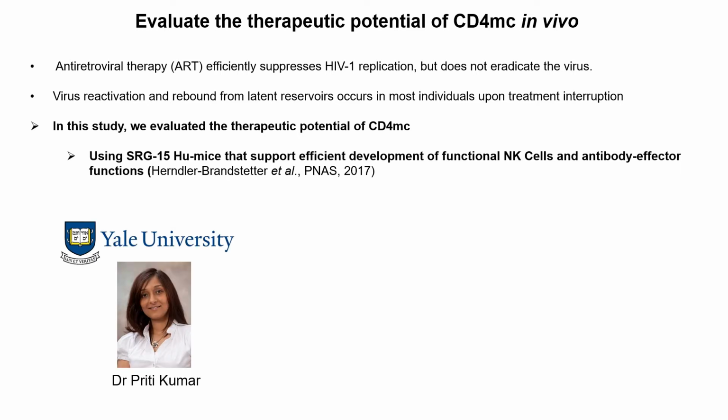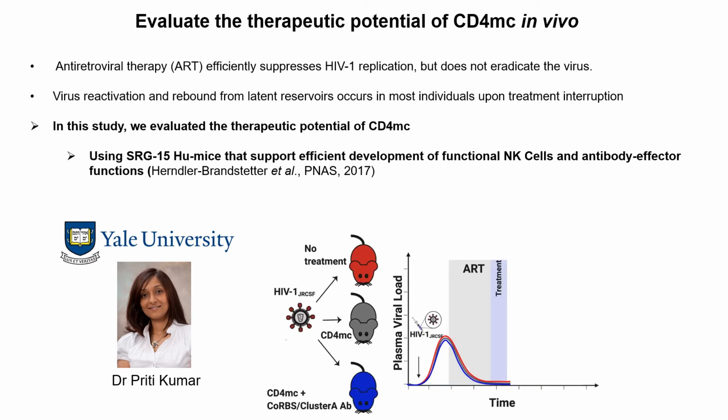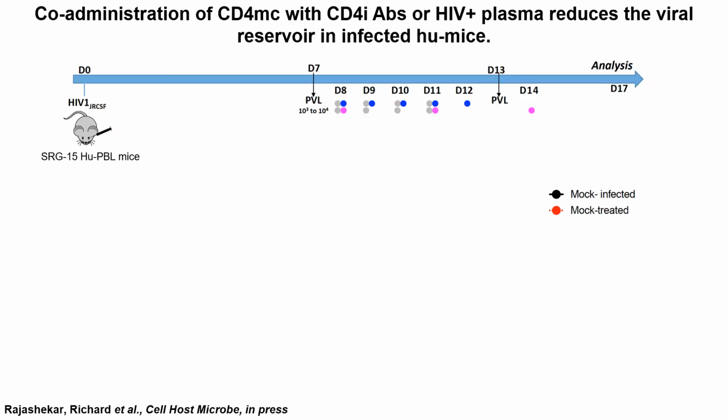In collaboration with Preeti Kumar at Yale University, we used SRG15 humanized mice that support efficient development of functional NK cells and antibody effector function to evaluate the potential of using CD4 mimetic compounds in combination with these non-neutralizing antibodies to reduce the size of the reservoir in vivo and to delay viral rebound after treatment interruption.